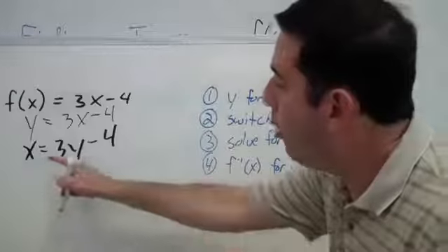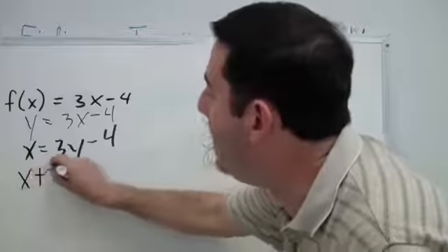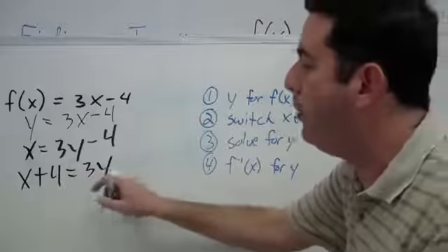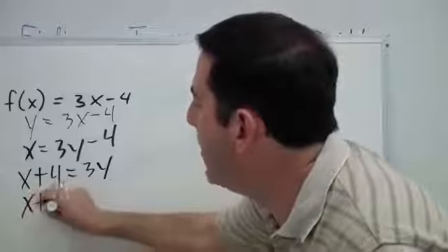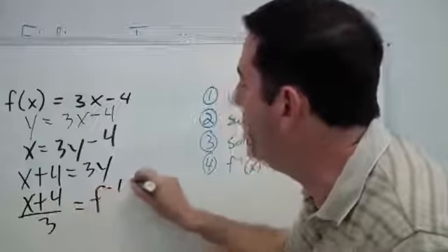Let's move the 4 across. It was subtracted, so I'll add. And then finally, let's divide by the 3. Dividing both sides by 3 gives us f inverse.